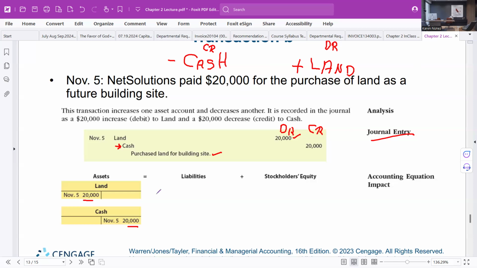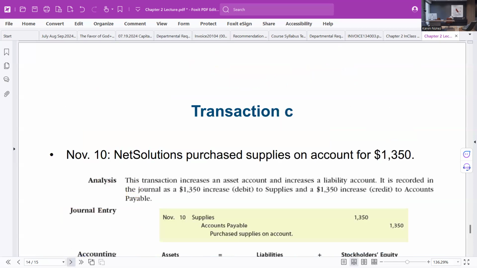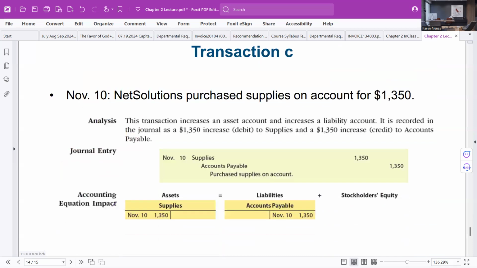Let's do one more, and then we'll move to a more formal illustration. In this case, this company is buying supplies on account. Supplies is an asset, and it's on account. So they're buying these supplies, and we have to show the increase in this asset. They're not paying cash. They're offering their promise to pay. They're setting up an account and they have an obligation, or a liability, now. So we need an increase in an asset and an increase in a liability.